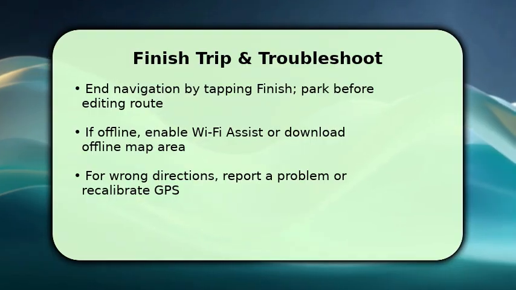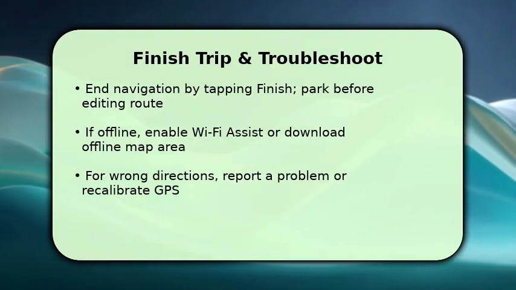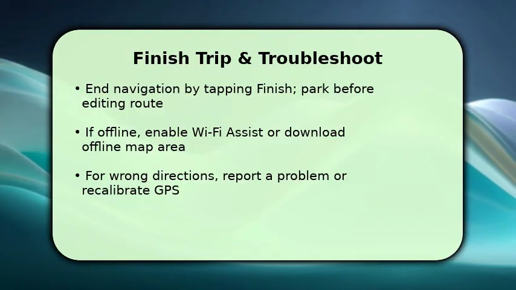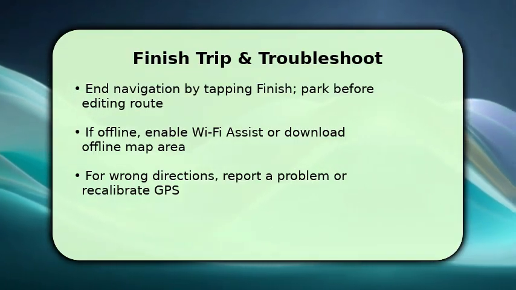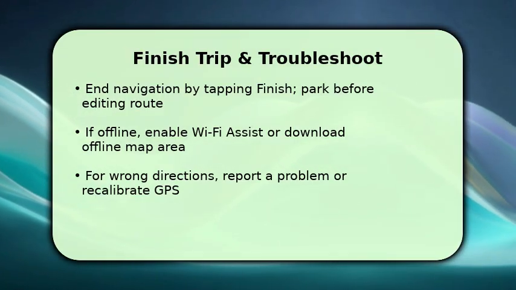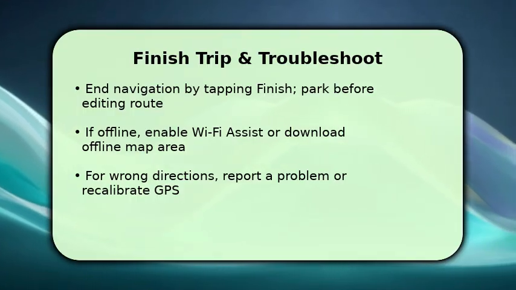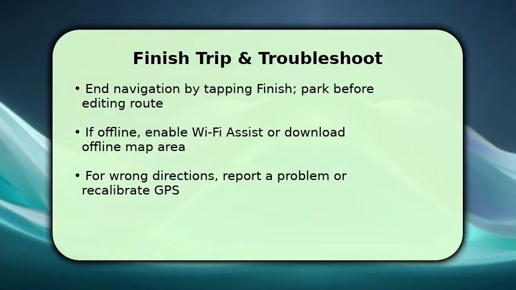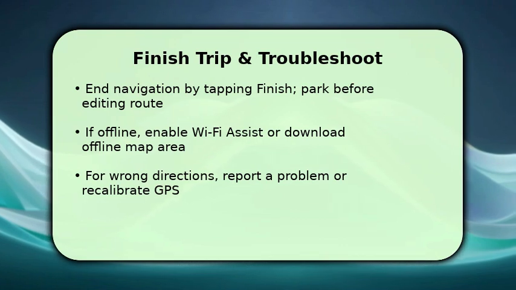reroutes continue. If Maps misroutes you, pull over safely and recalibrate GPS by toggling location or walking a short distance, then re-enter the destination. Finally, report persistent errors in the app so Maps improves. This helps prevent repeated wrong turns for you.